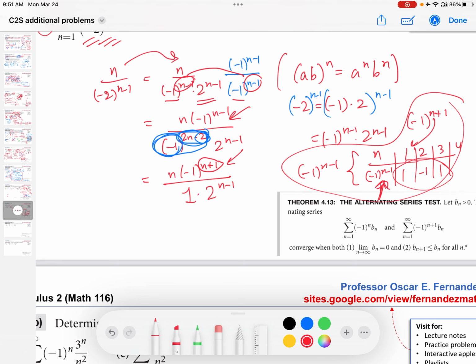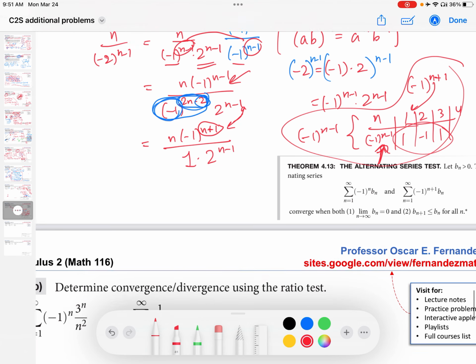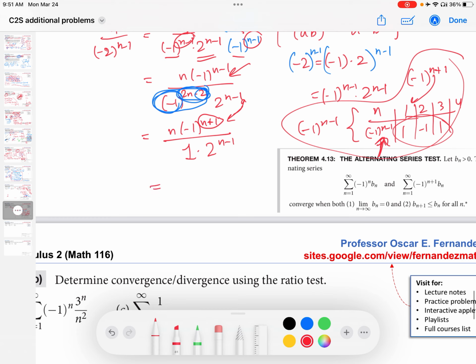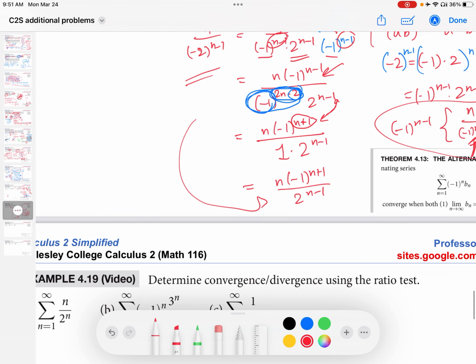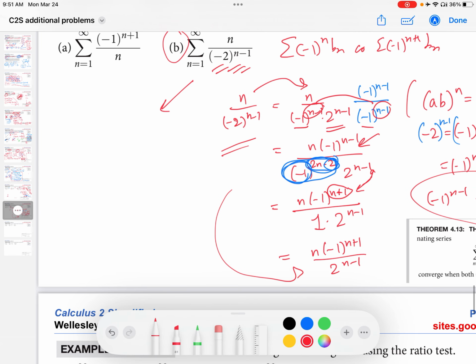And then 2 to the n minus 1 still remains from what was there. So long story short, we have simplified, using lots of rules of exponents and other things, our original expression down to this. And so now I go back to my series and I can write the series in this form. I'm going to write minus 1 to the n plus 1 times n over 2 to the n minus 1. And from here we can see that indeed, here's my minus 1 to the n plus 1. And then this is my b sub n.